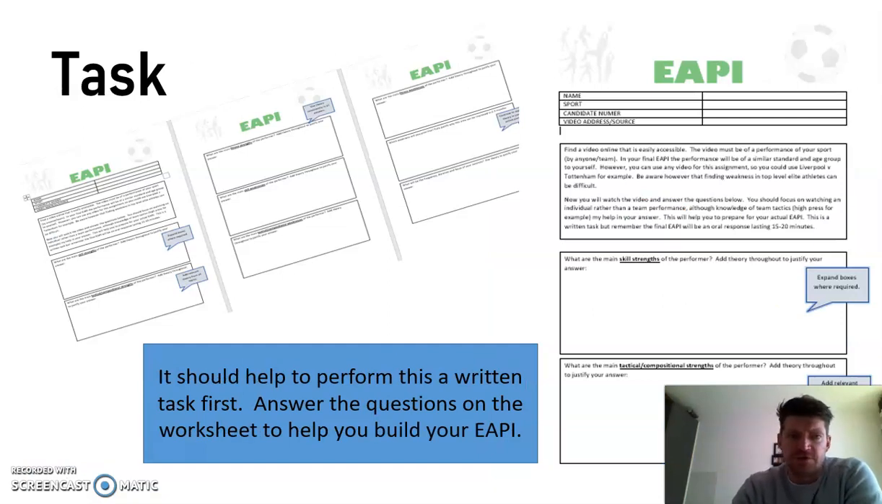I've got a task for you to do, so if you can download this worksheet and just start filling it out. Now obviously when you do your EAPI, it's a video performance, so you'll be videoed for 20 minutes discussing the strengths and weaknesses in your program. But to practice it, a good way of practicing it is to write it down to start with, so you start to get a general idea of common strengths and weaknesses of athletes, and then justify them, and then be able to put them into a plan.